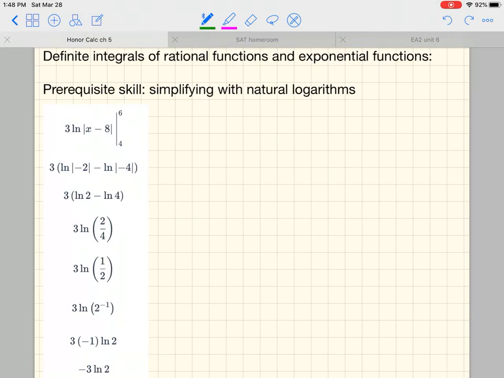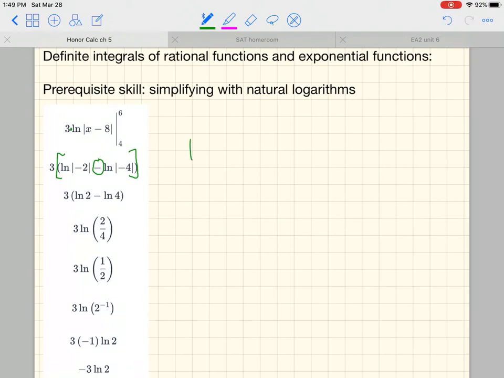Starting with this natural log, already it's saying that you're plugging a 6 and a 4 into the problem and subtracting those answers. And you also notice that the 3 is on the outside of the entire problem. So it is easier if you can pull out that constant and just concentrate on the ln of |x minus 8|. So once you take the 6 and the 4, plug them in, and take the absolute value, you're down to the ln of 2 minus the ln of 4.